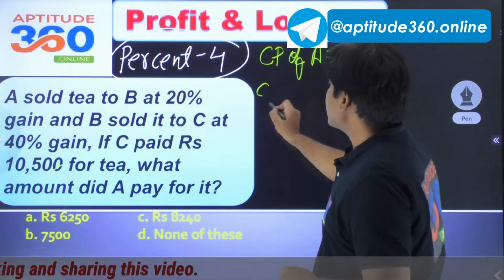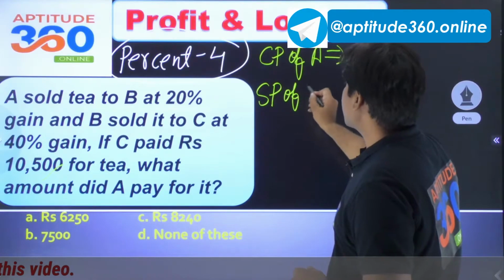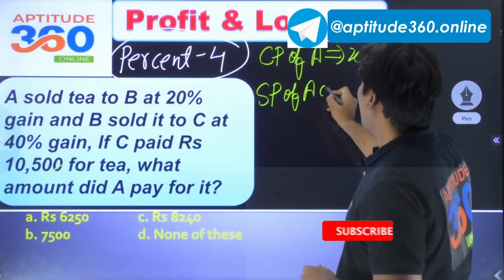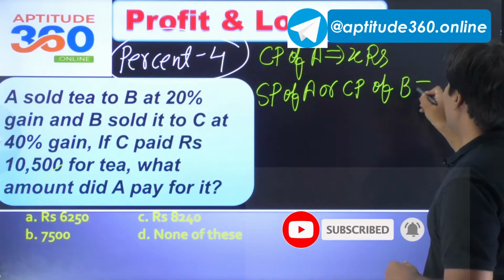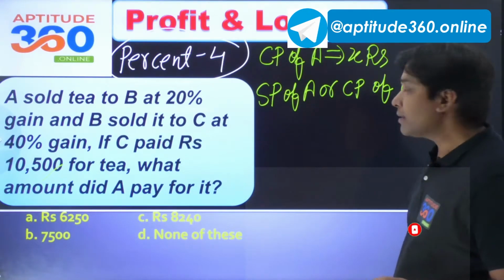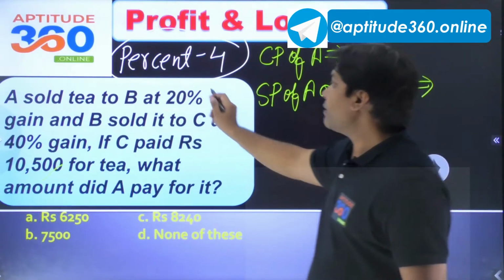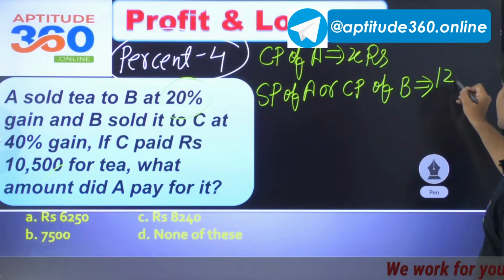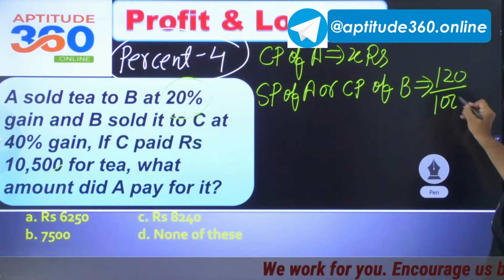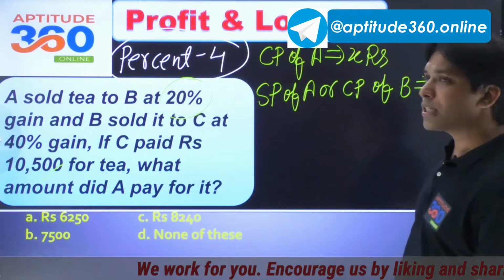So what is going to be selling price of A? I would say that selling price of A or cost price of B, because A बेच किसको रहा है? B को ही तो बेच रहा है, और कितने प्रॉफिट पे बेच रहा है वो? 20% प्रॉफिट पे बेच रहा है. So can you write this as 120 divided by 100x? And that's very simple to understand.